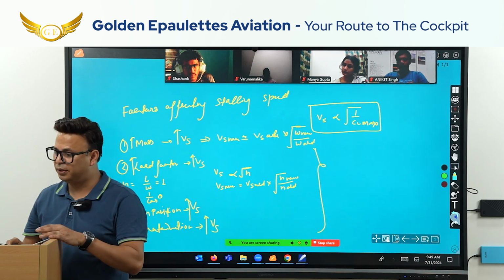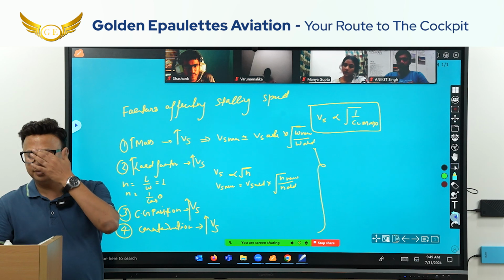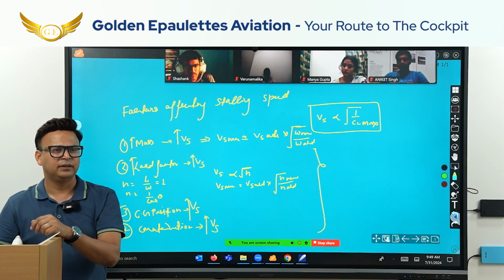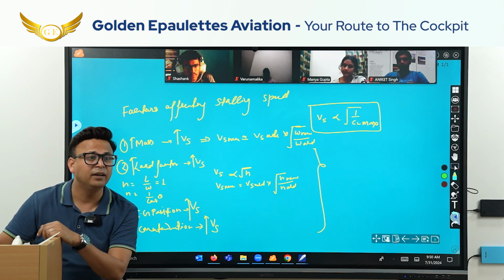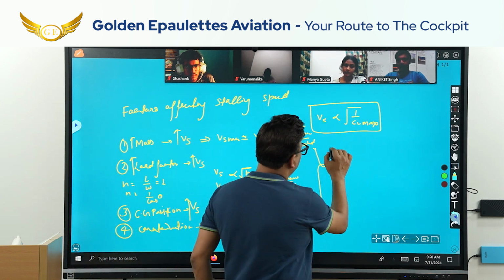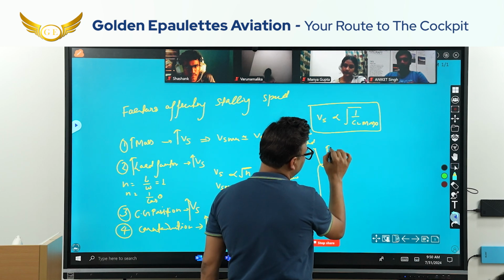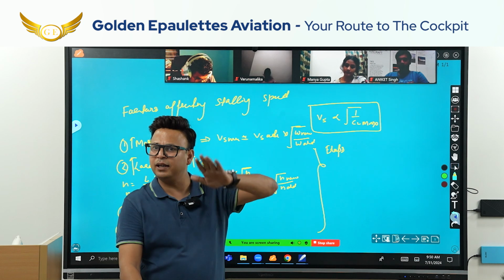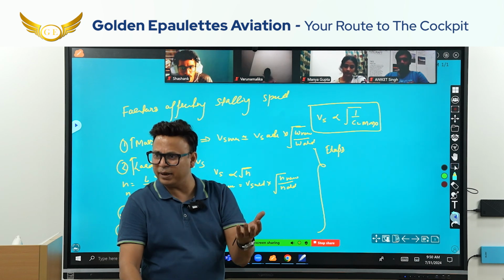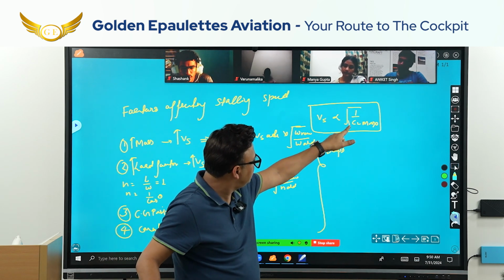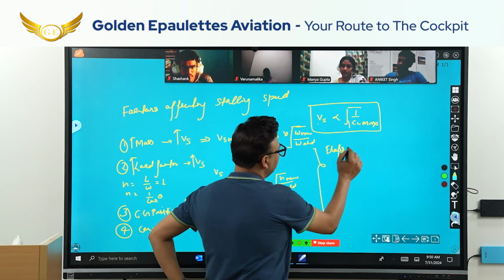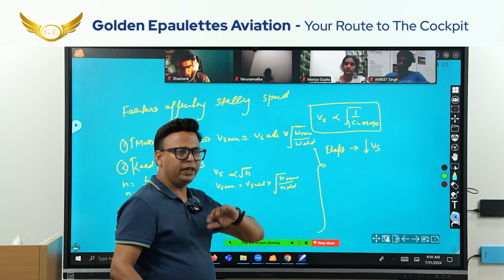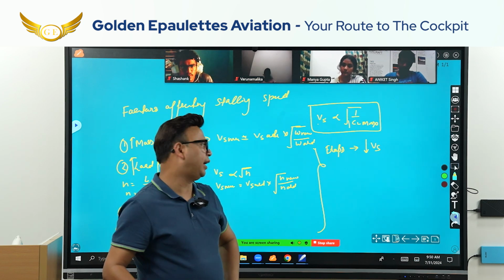Next comes your turning, हो गया, turn हो गया ना? What else? High lift devices. High lift devices means flaps. Now flaps, any kind of flap increases the lift, means increases the CL max. So if your CL max increases, your Vs reduces. So any kind of flap will reduce your stalling speed, चाहे वो leading edge flaps हो, चाहे वो trailing edge flaps हो.